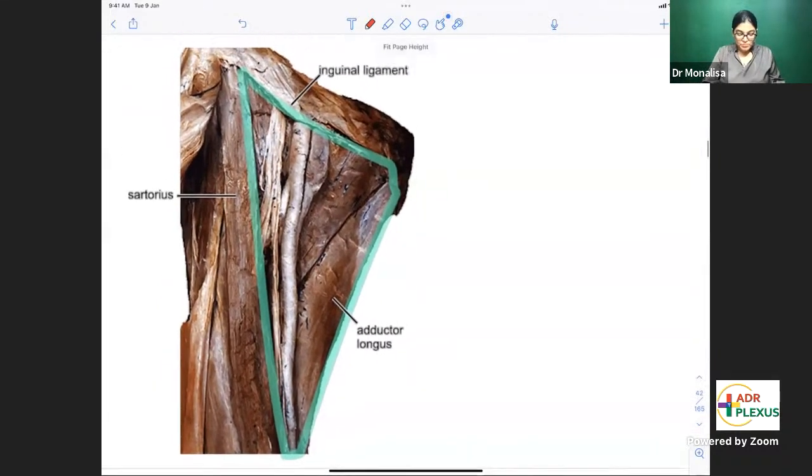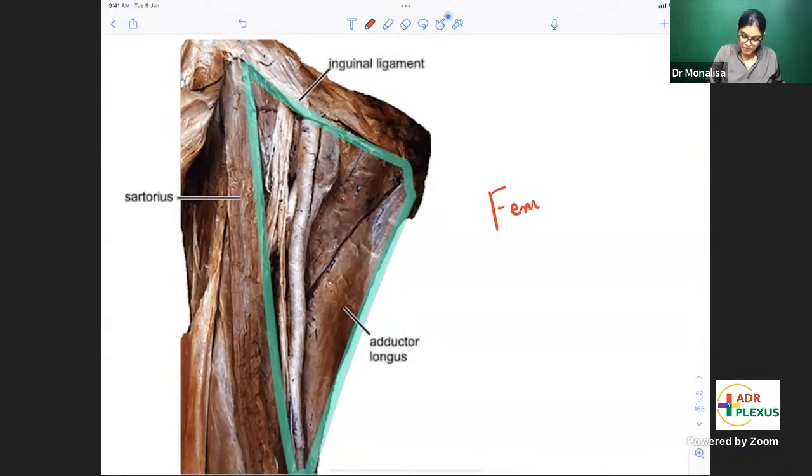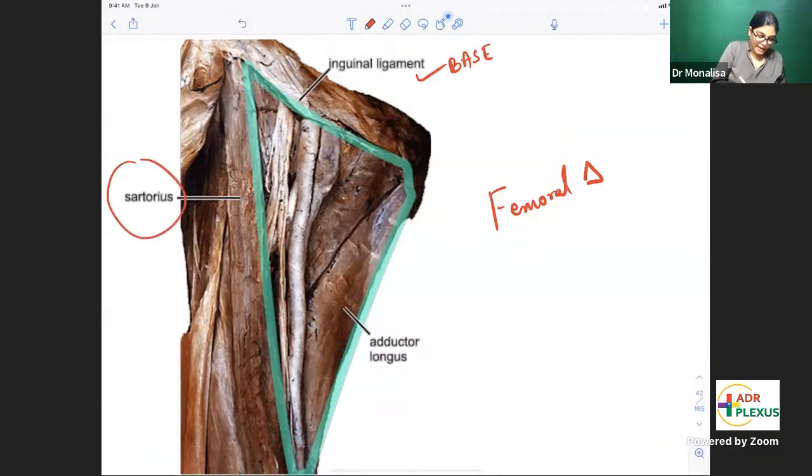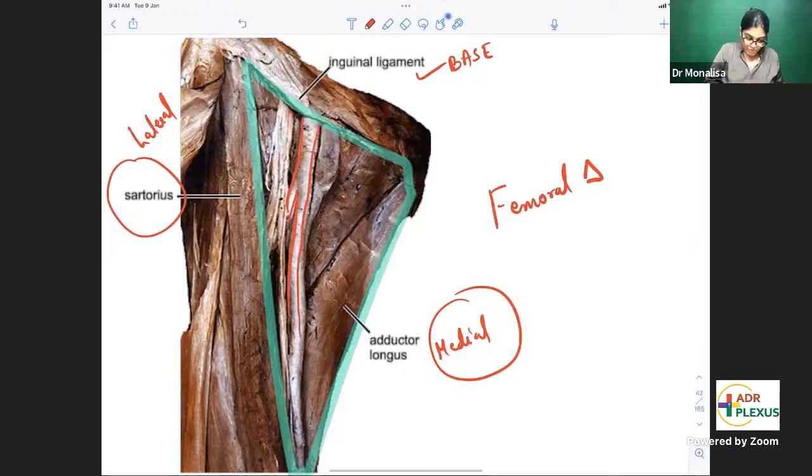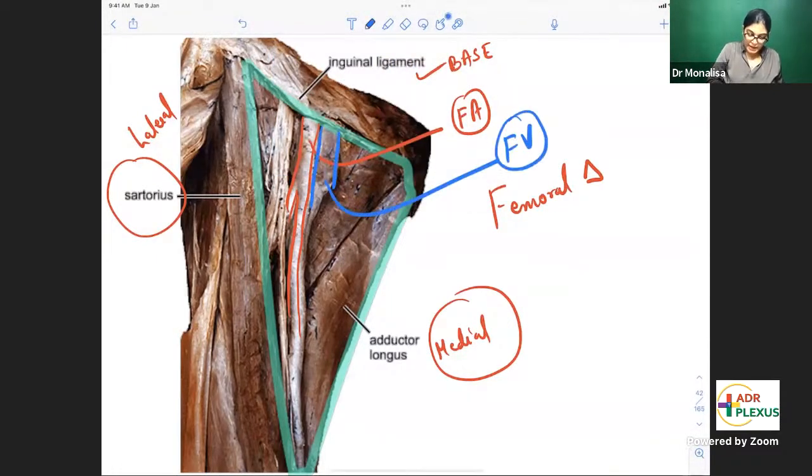The first thing is that this is the area of the femoral triangle which you are seeing. In this femoral triangle, the base is formed by the inguinal ligament, the lateral border by the sartorius muscle, and the medial border by adductor longus muscle. It has contents inside: the femoral artery, FA, the medial most structure highlighted in blue, the femoral vein, and the lateral most structure, the femoral nerve. So these are the contents highlighted here.